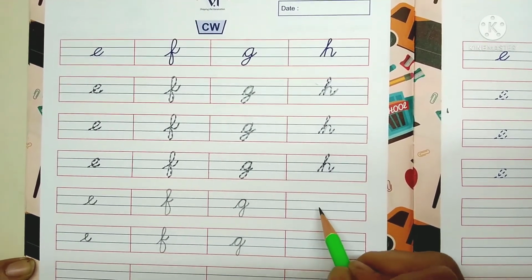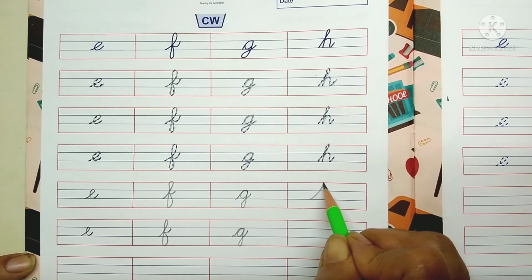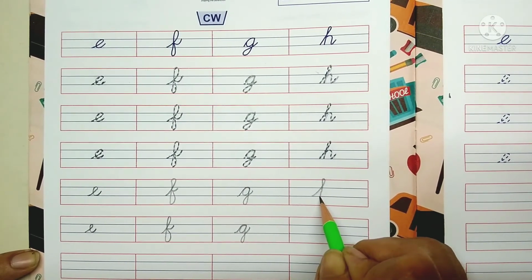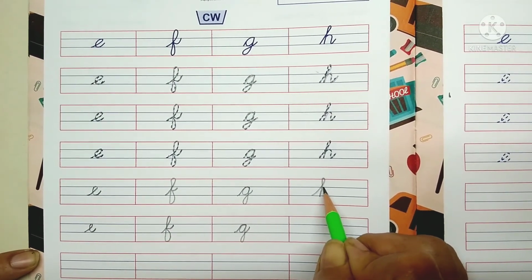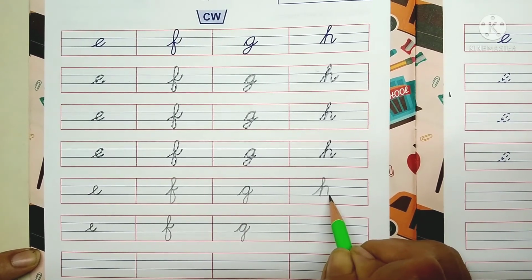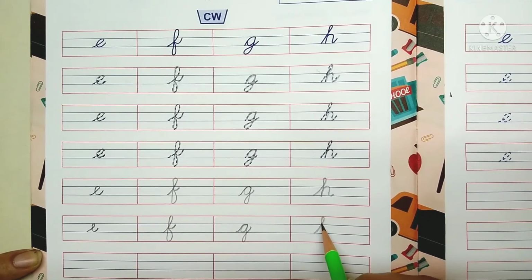Now in a plain box, start from the blue line, go to the red line, turn, come to the blue line, again go up, and come down. This is cursive H.